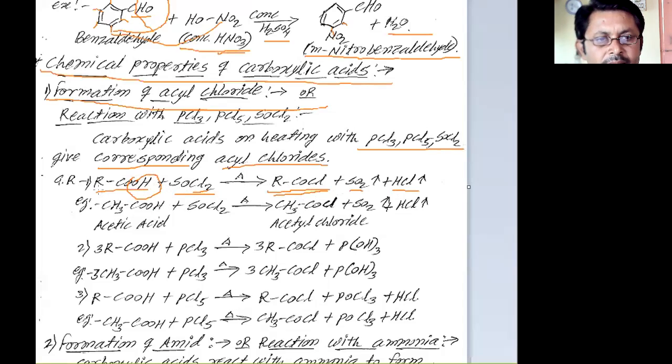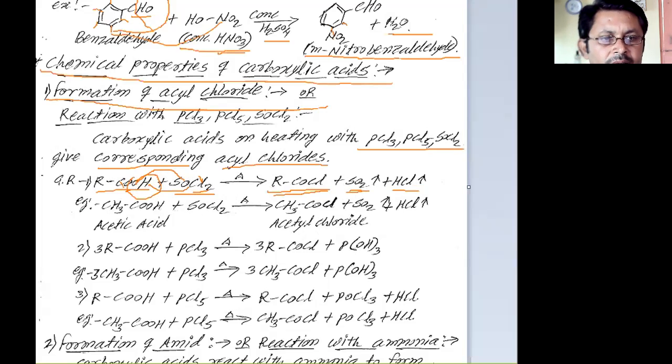When the carboxylic acid is treated with SOCl2, one chlorine is replaced in place of the hydroxyl group. Then we get an acyl chloride. Of the remaining part, the oxygen combines with SO, sulfur monoxide, and we get sulfur dioxide as a byproduct. Because one chlorine is combined with the carbon atom, the remaining chlorine combines with the hydrogen atom, and we get HCl.